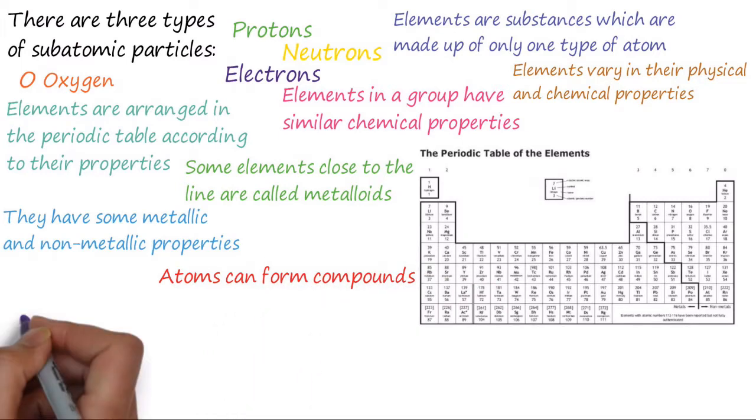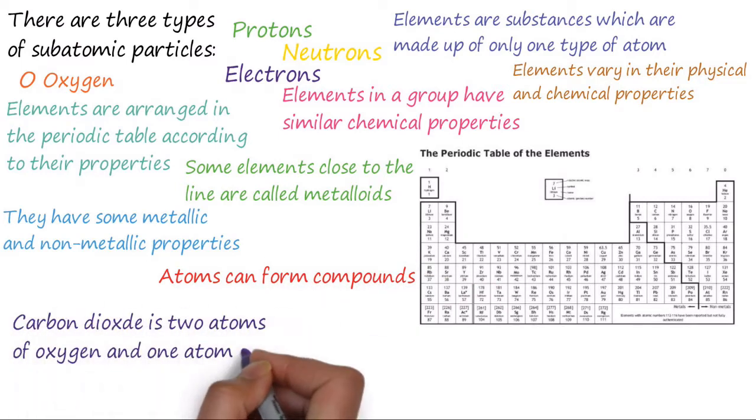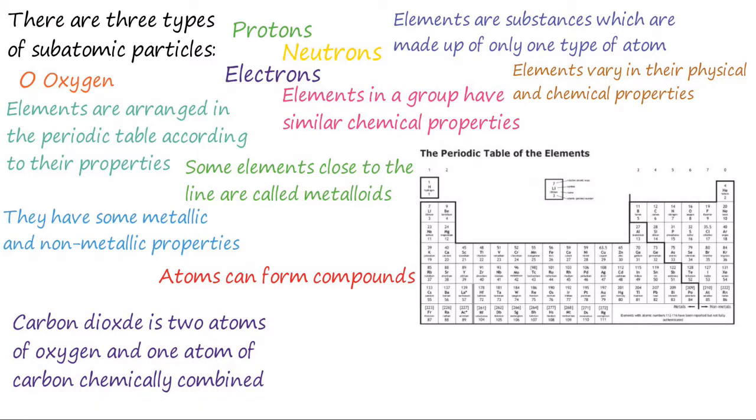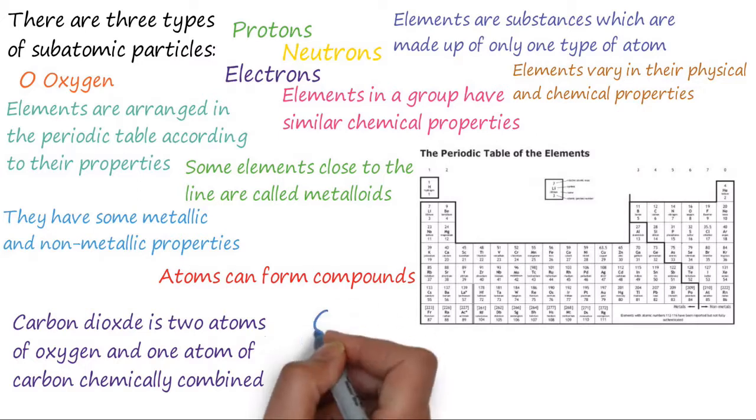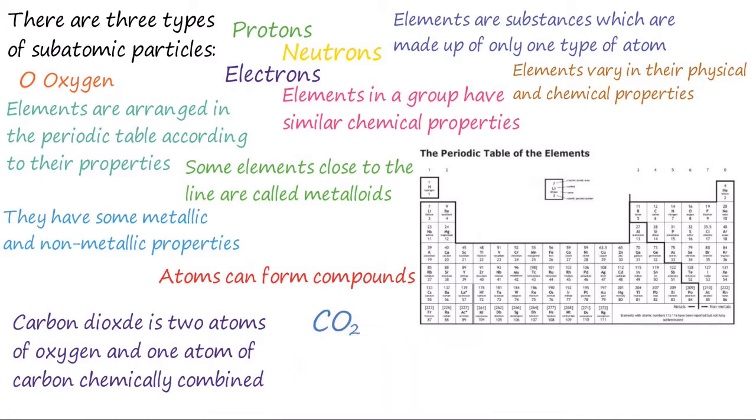Atoms of different elements can bond together, forming compounds. An example of a compound is carbon dioxide. A carbon dioxide molecule is one atom of carbon bonded to two atoms of oxygen. We can use the type and number of atoms to write a formula for the compound. This means carbon dioxide becomes CO2.